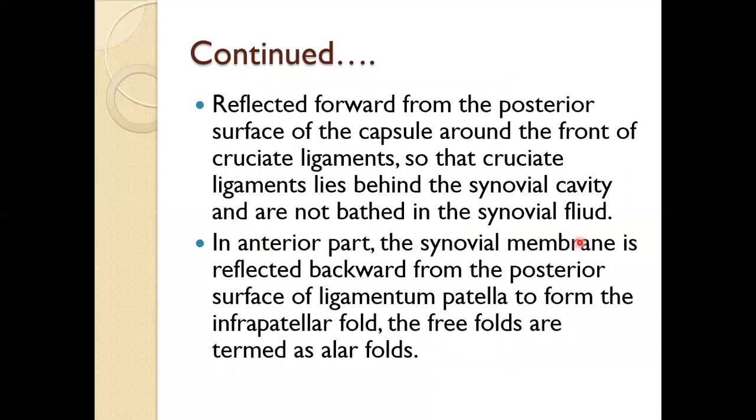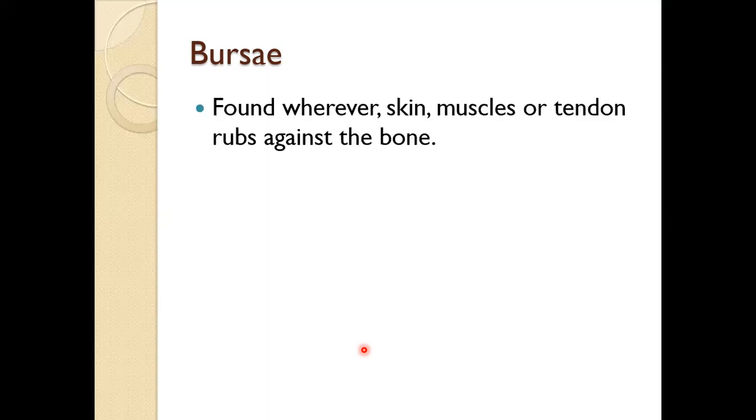In the anterior part, the synovial membrane is reflected backward from the posterior surface of the ligamentum patellae to form the infrapatellar fold. The free folds are termed as alar folds, right? Now, bursa. These are structures which are basically similar to the synovium, and in most cases they are formed by outpouching of the synovium of the proper joint cavity, right? And they are found wherever the skin, muscle, or tendon are rubbing against the hard structure of the bone, okay?